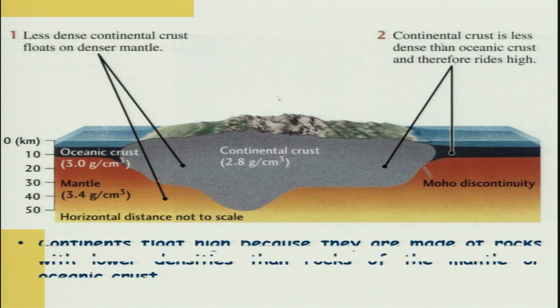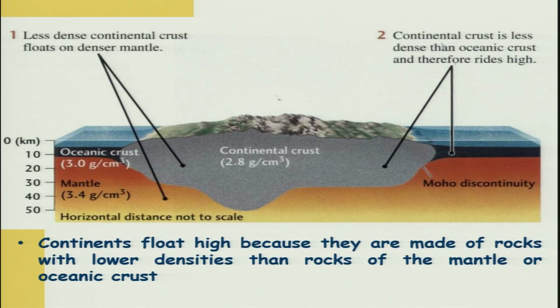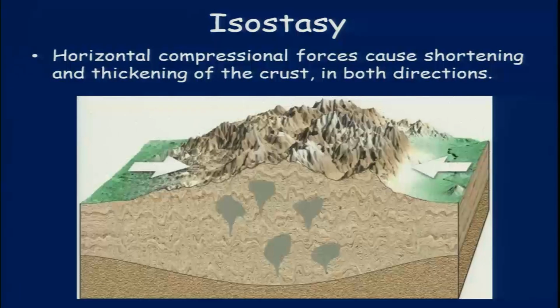So if you look at this part, what we are able to see is that when you keep compressing the material horizontally, the forces cause shortening. And at the same time, we see the shortening on the surface, but the deformed material will keep accumulating and thickening of the crust will take place.